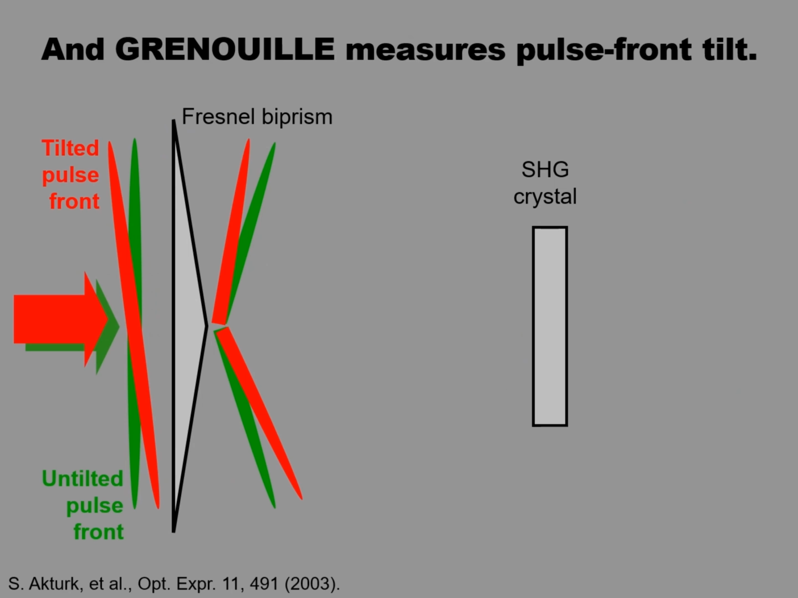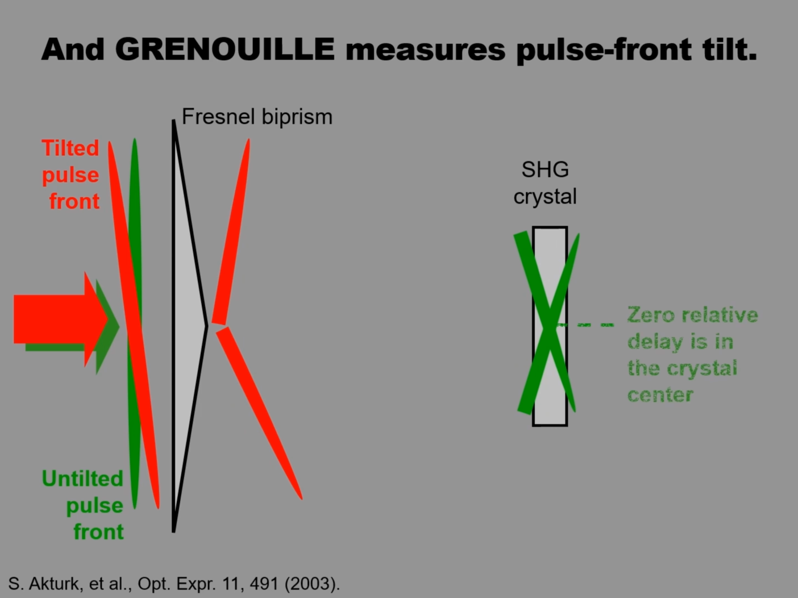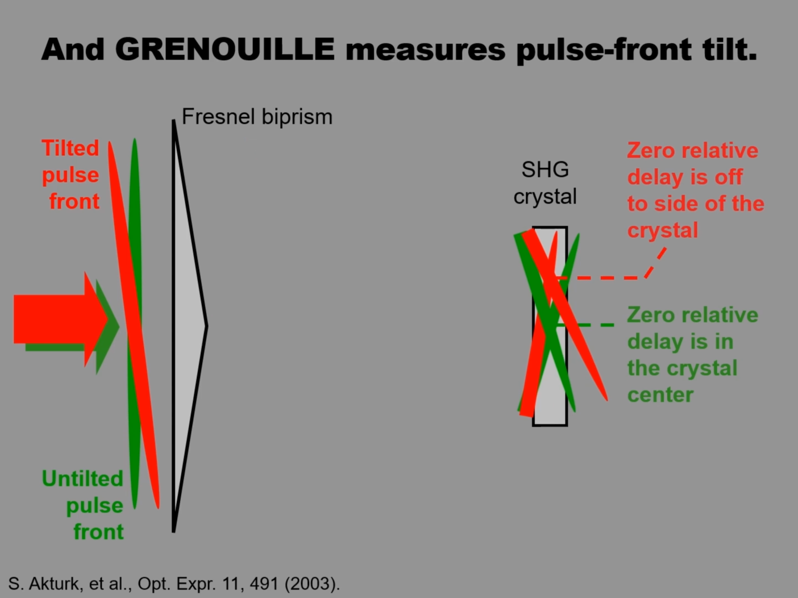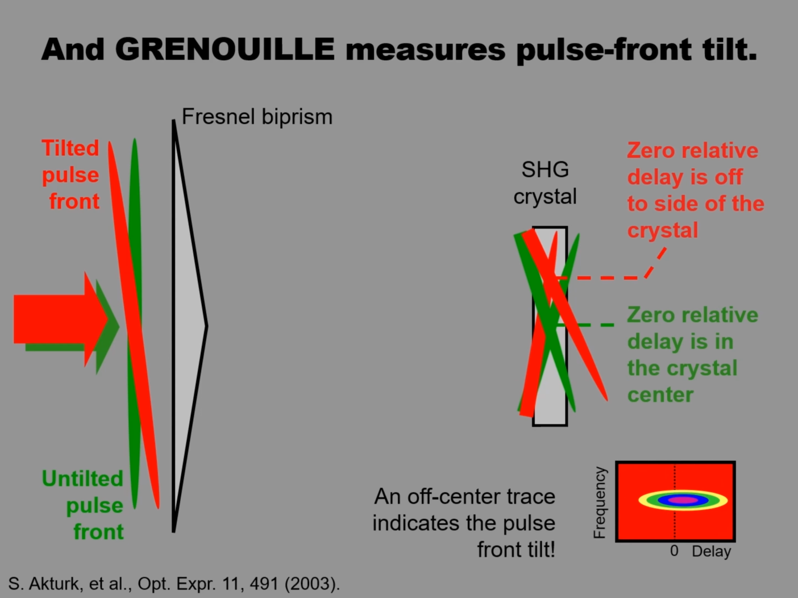Another spatiotemporal distortion is pulse front tilt. And what happens when a tilted pulse is measured by GRANUI? As before, the biprism splits the beam into two replicas and crosses them. The green pulse has no tilt, but the red pulse does. The green pulse replicas cross in the center of the crystal as usual, but the red tilted pulse replicas cross off-center. The result is that the otherwise symmetrical SHG FROG trace will be displaced, and the trace displacement is proportional to the tilt in the pulse, so the pulse front tilt is also measured.